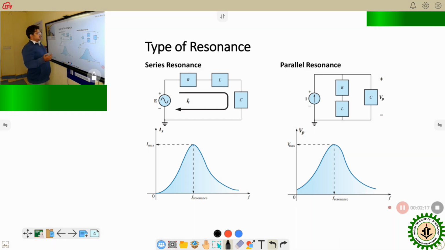Now there are two types of resonance. One is series resonance and the other is called parallel resonance. If we see the series resonance, the RLC elements are in series, and for the parallel resonance, these components are in parallel. For the series resonance, the frequency response curve is plotted between the current through the circuit and the frequency, whereas for the parallel resonance, the frequency curve is plotted between the voltage across the elements and the frequency.